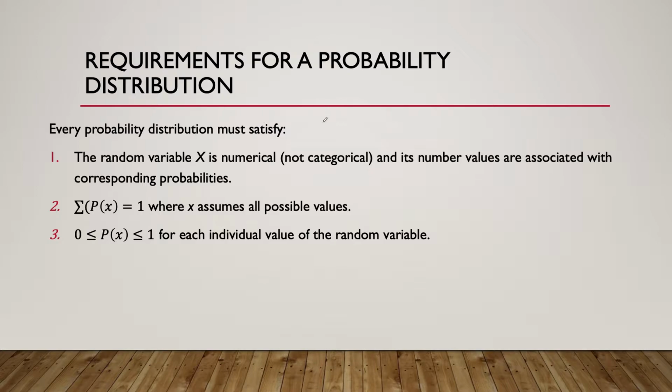The requirement, though, for a probability distribution is that every probability distribution must satisfy these. The first being that the random variable x is numerical, not categorical, and its number of values are associated with corresponding probabilities. Then the sum of all the probabilities has to be equal to 1, where x assumes all possible values. And each probability must be between 0 and 1 inclusive for each individual value of the random variable.